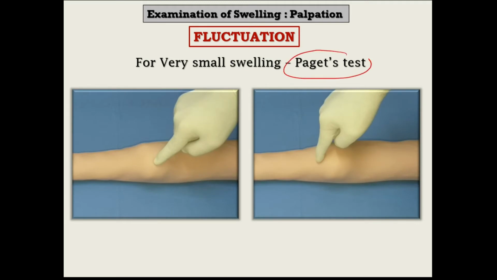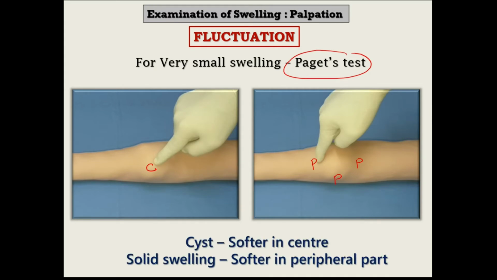Now if the swelling is so small that it can accommodate only one finger, then in such cases, Paget's test can be performed. Now in this test, no pressure wave is generated, but the swelling is pressed in its center and then in its periphery to assess the difference in consistency. A cystic swelling, which means it contains fluid, will feel softer in center than in periphery. While opposite to it, if your swelling is solid, then it will feel firmer in center and will be softer in periphery.